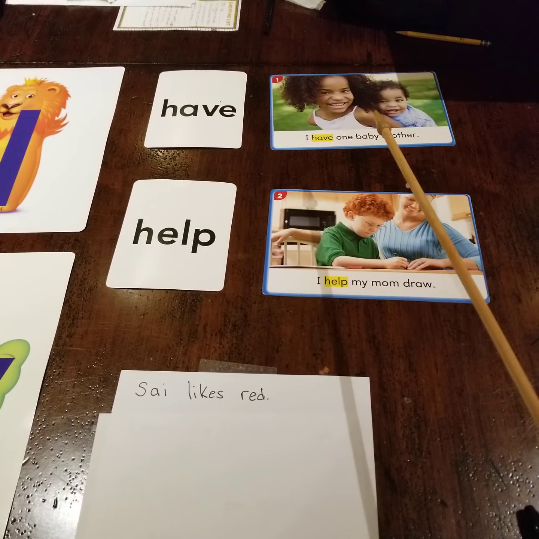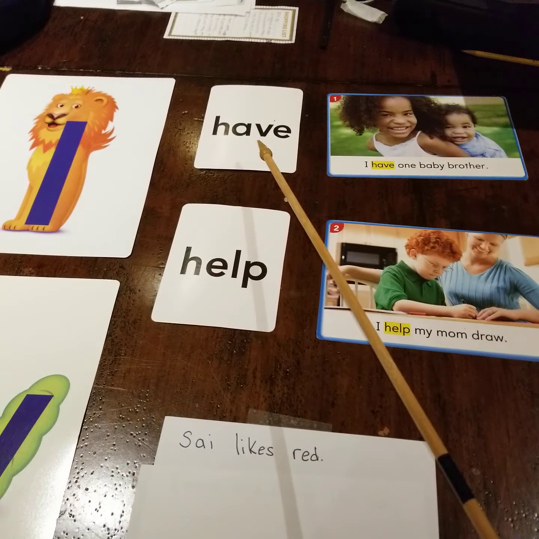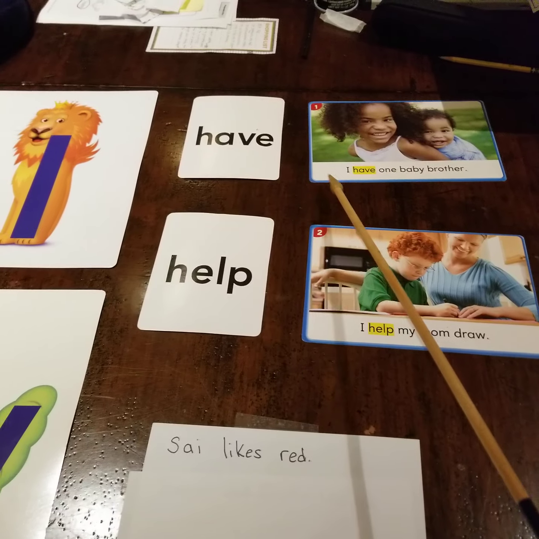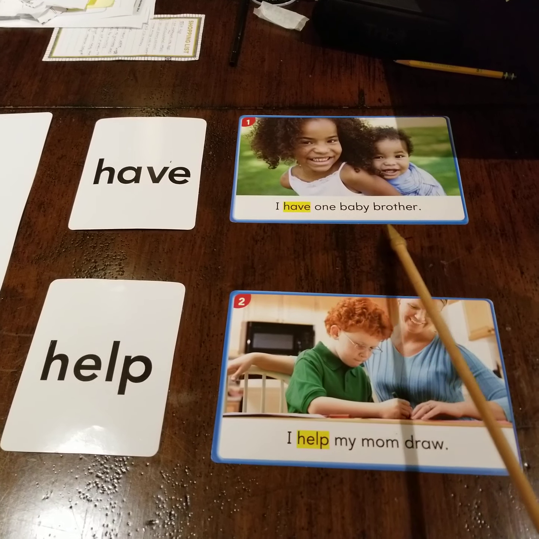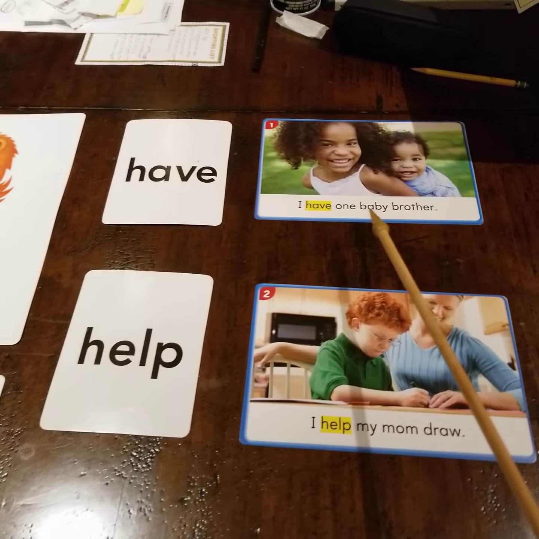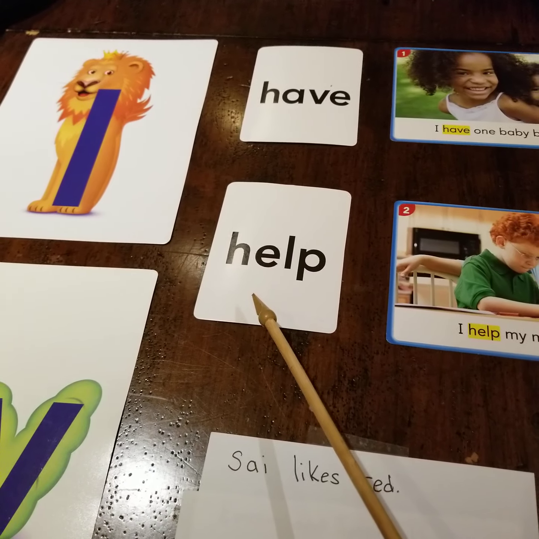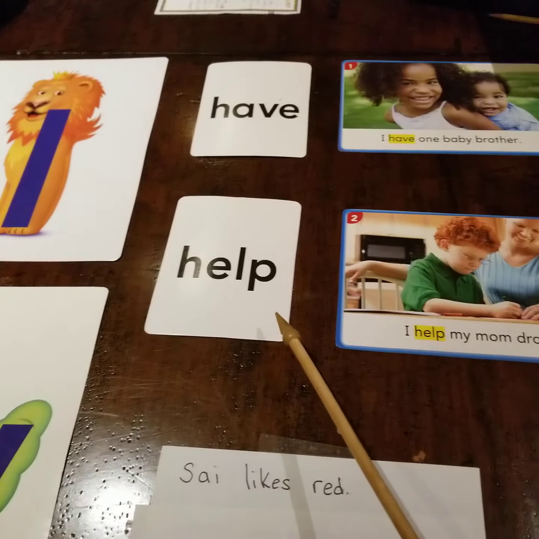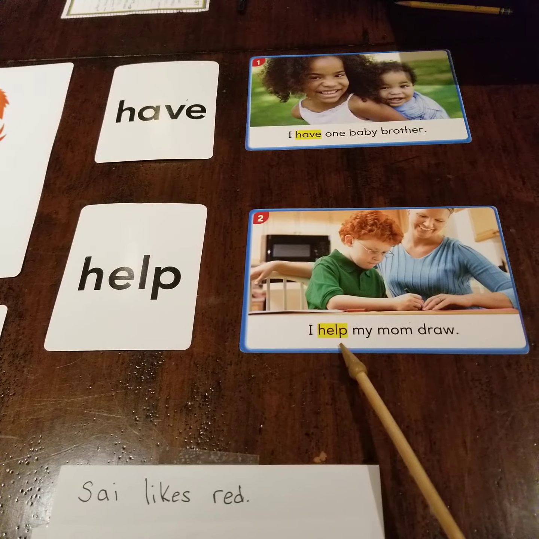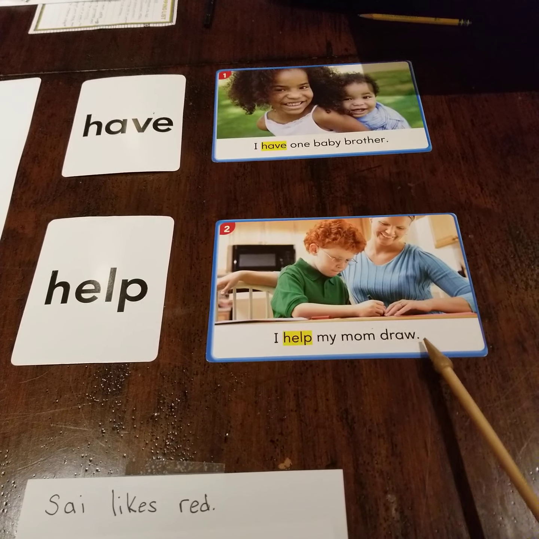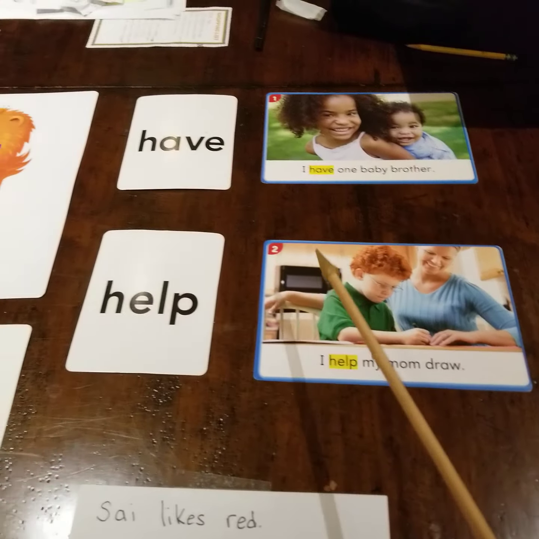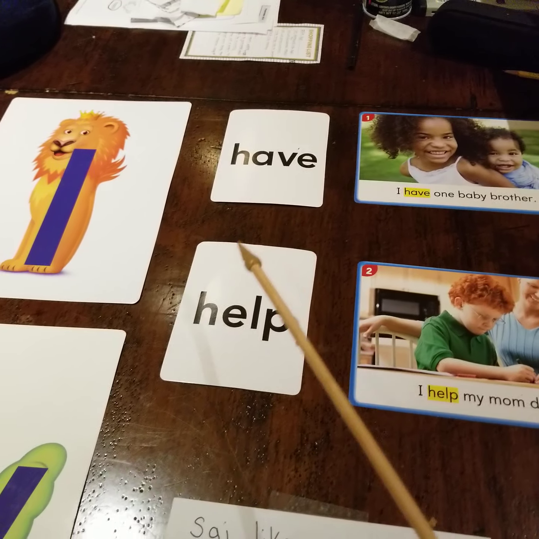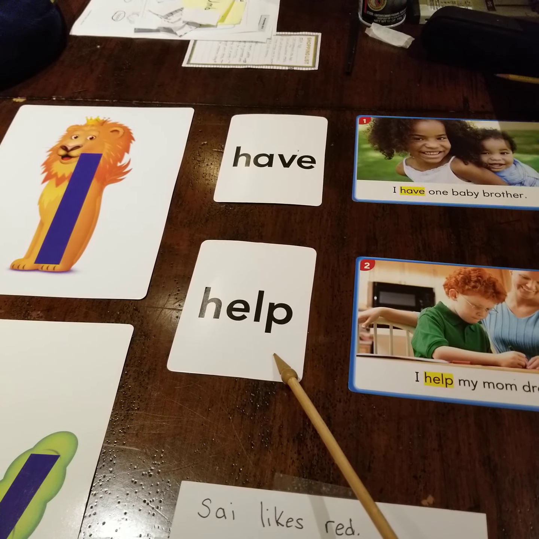Our words are "have," and our sentence is "I have one baby brother." And then our next word is "help," and our sentence is "I help my mom draw." They both begin with the same sound. One word is "have," and the other word is "help."